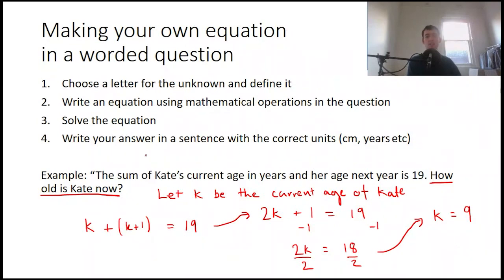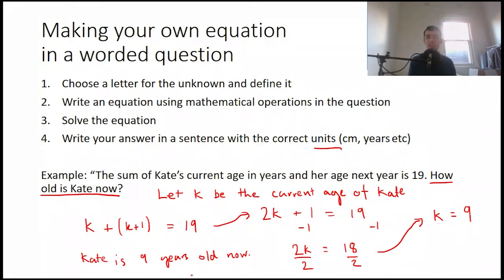But you're not finished, you need to do step 4. Write your answer in a sentence with the correct units. So, how old is Kate now? Kate is 9 years old now. And I've got the correct units because I've written years. And that's a complete English sentence.